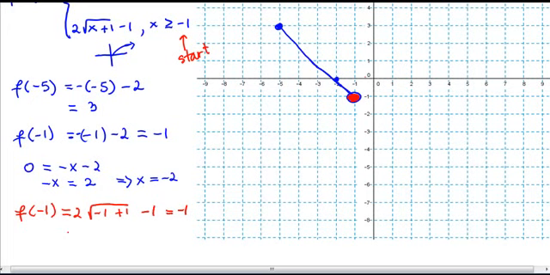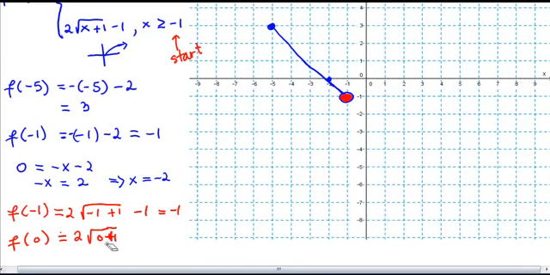Okay. And then I'm going to pick another point. I'm going to pick 0. Anything that's greater than -1 I can pick because that's our domain. So I have 2 times the square root of 0 plus 1, then minus 1. So 0 plus 1 is 1. The square root of 1 is 1. 1 times 2 is 2. 2 minus 1 is 1. So when x equals 0, y is 1. So right here.